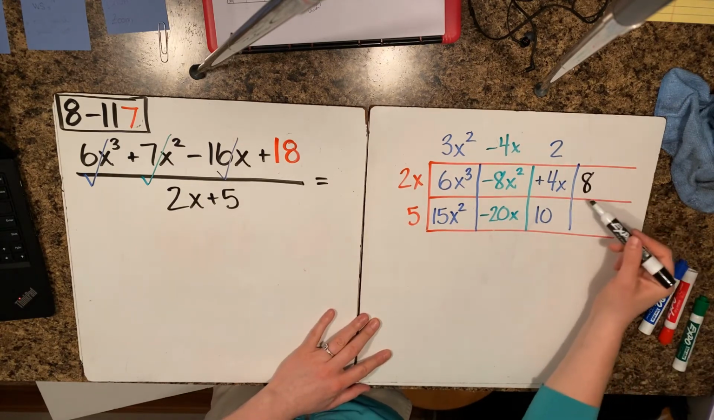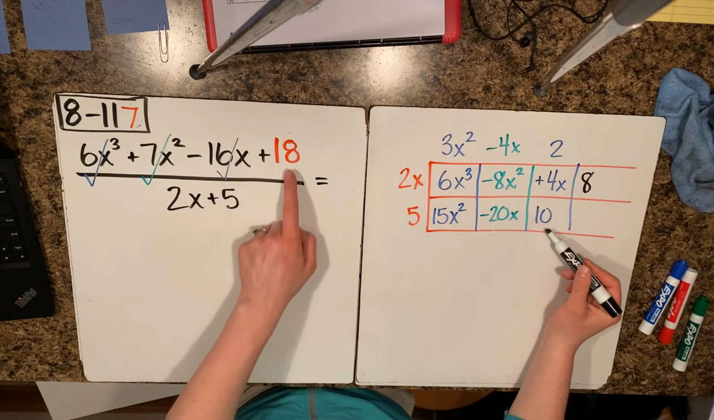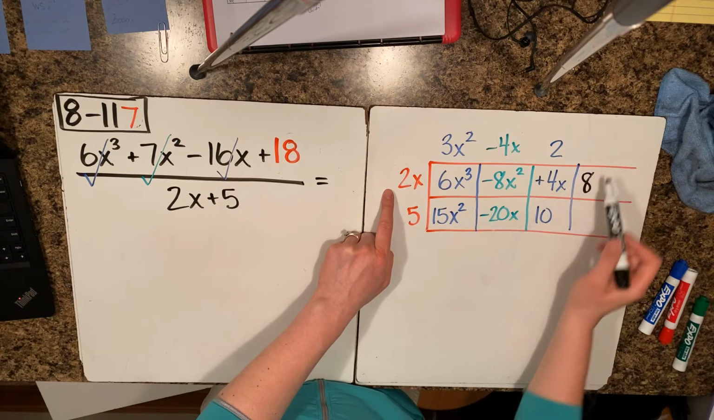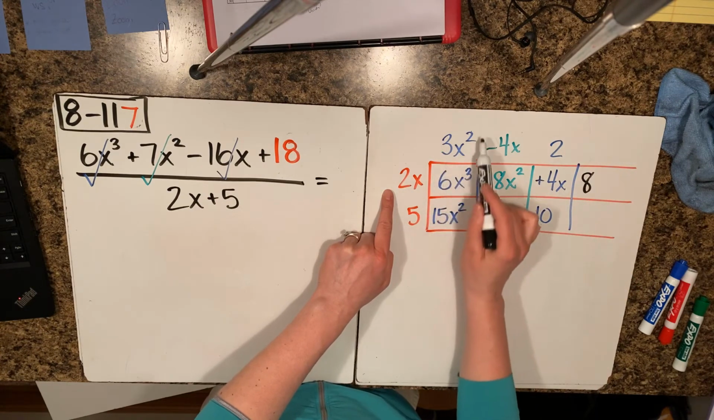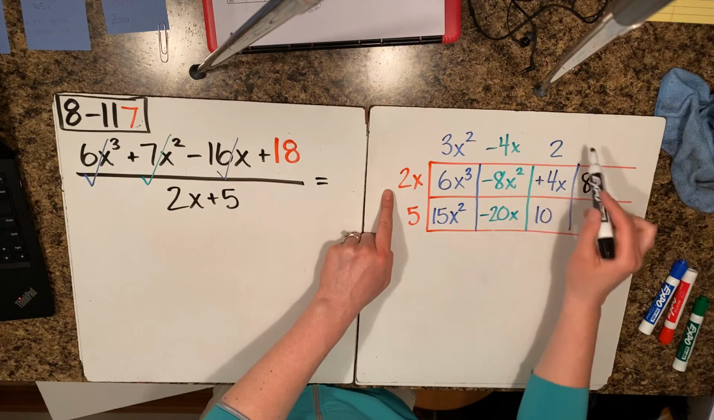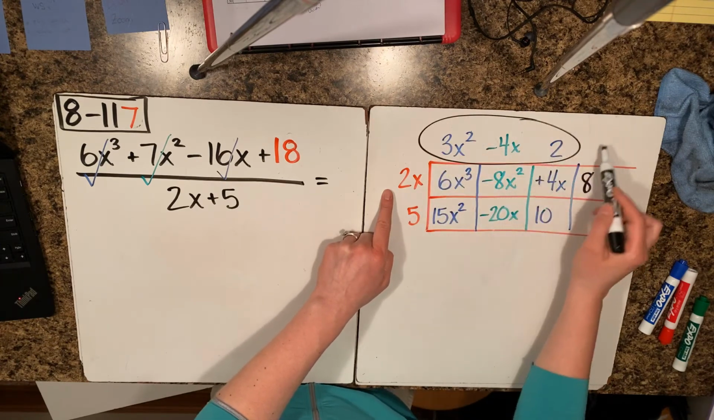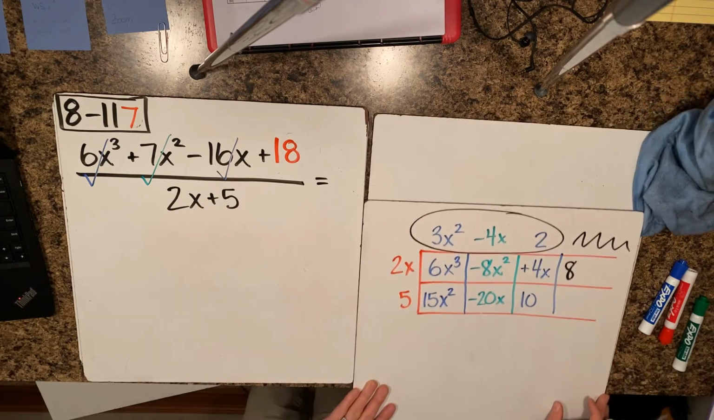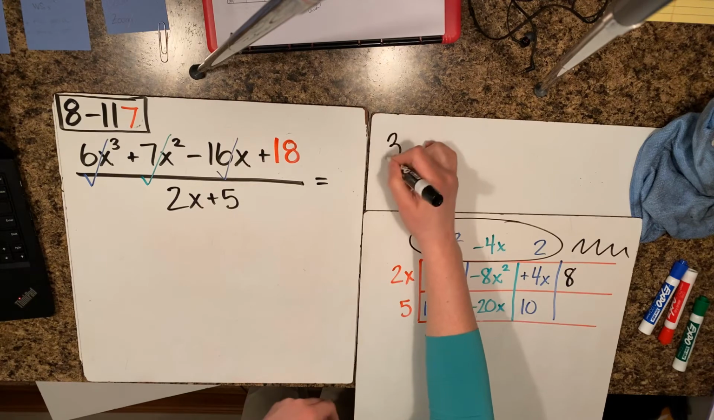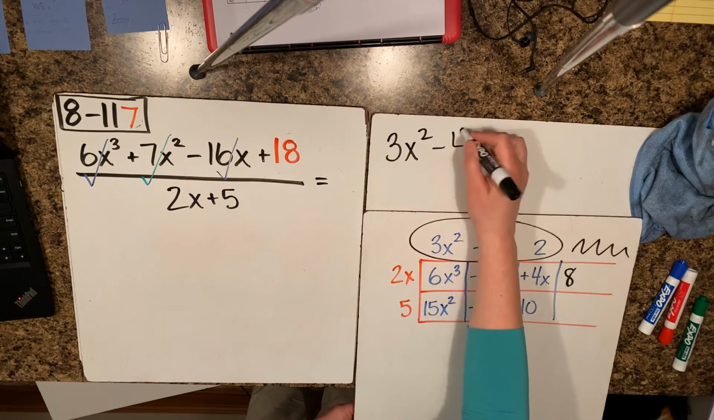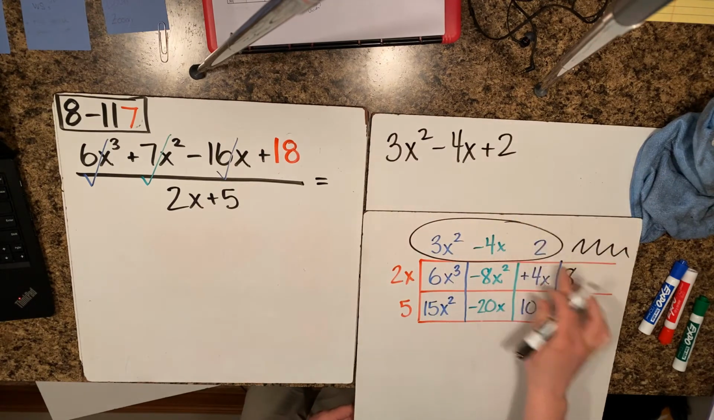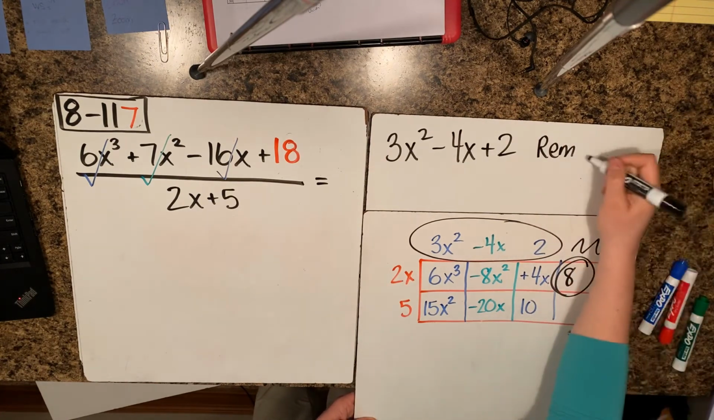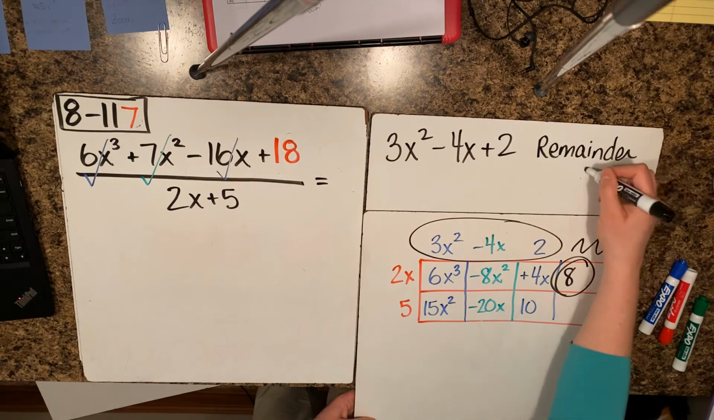Now I have an 8 and a 10, which would add to make 18. Now, it doesn't make sense to say 2x times what makes 8. And if you notice, this is 3x squared minus 4x plus 2. Once you get to the constant, you're done filling things in here, really. So how is this answer a little bit different? This is 3x squared minus 4x plus 2. That's still the same, but now we have this remainder. So this is a remainder of 8.